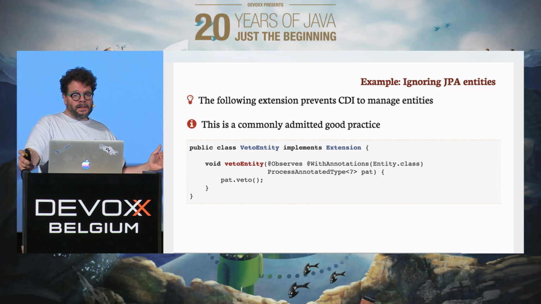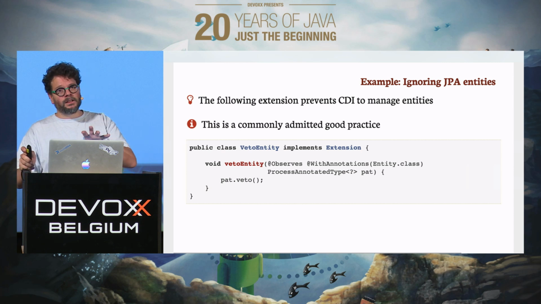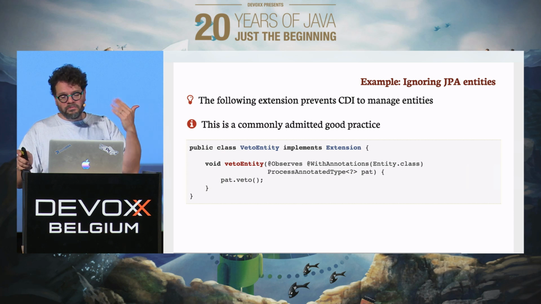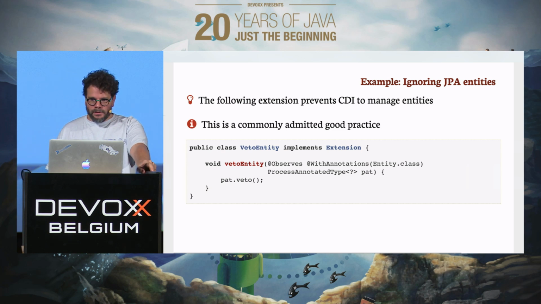In this extension, we observe the process annotated type for every type existing in the deployment. And there is this @WithAnnotations, a magical annotation, saying, okay, I want to observe all types that have the entity annotation on them or in them. So it's a way to catch all the classes with @Entity on them. And for all these process annotated types, I call the veto method, saying, okay, I don't want this annotated type to become a bean. That's very straightforward and quite easy to understand.